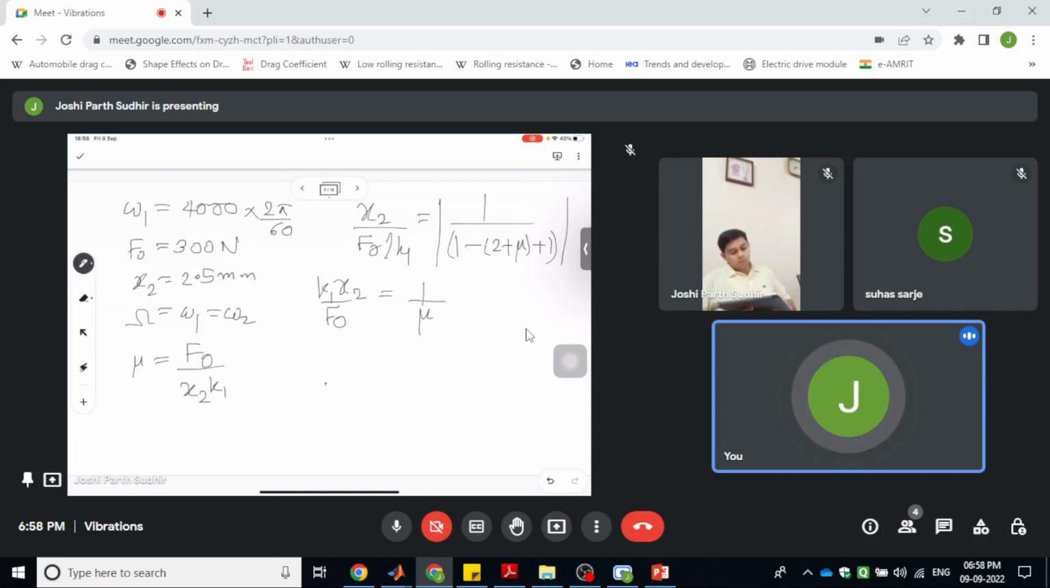So how do we find out K1 now? So we know the mass M1, so that will be using the weight of the machine of 2000 Newton. So from that, if we substitute the value of g as 9.81, we will get the value of mass M1, and K1 will be basically M1 omega 1 square.